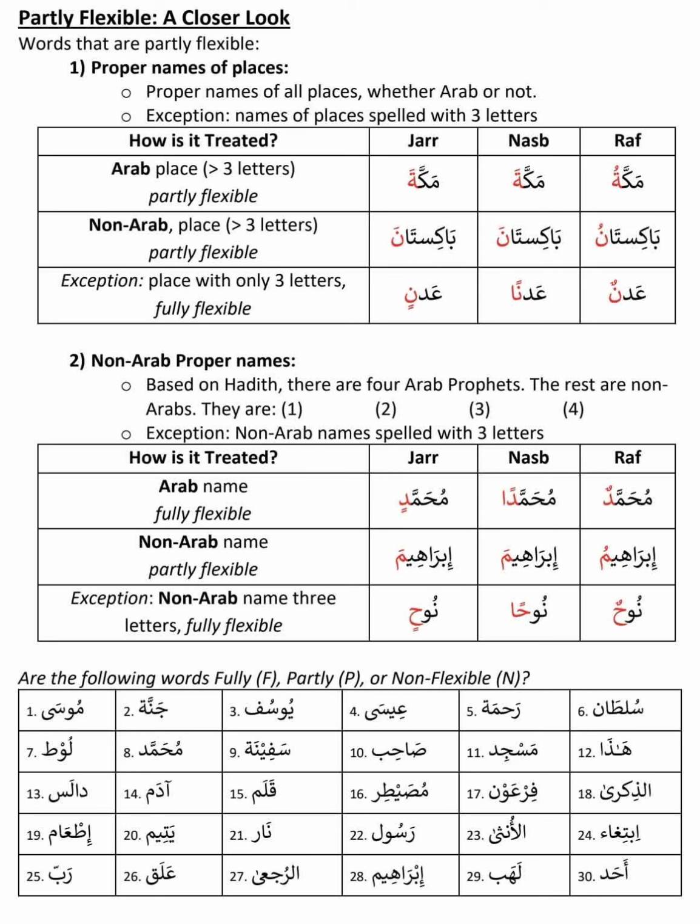So fully flexible means they have all the statuses, they have all the rights. Non-flexible means they have only one status, one right, that they have to show Rafa, Nasb, Jar, all the same name, same word. And partly flexible is in between that, they have limited rights.